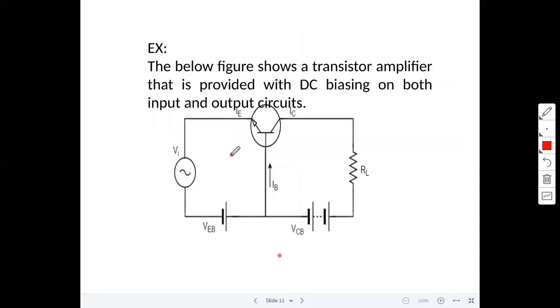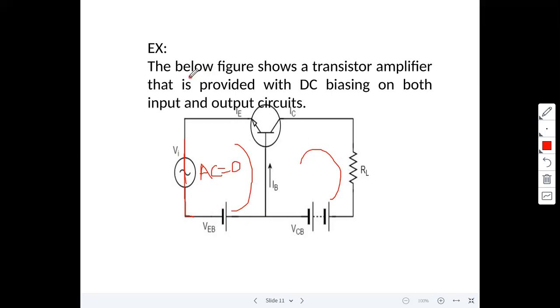Okay, this is an example here. This is a CB configuration. We have not applied any input signal. Now let us consider here, this is the AC input signal. Suppose the AC input signal is 0. Now this bias keeps the transistor in the active region.